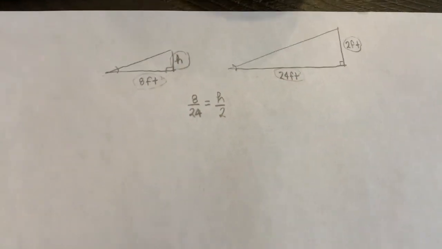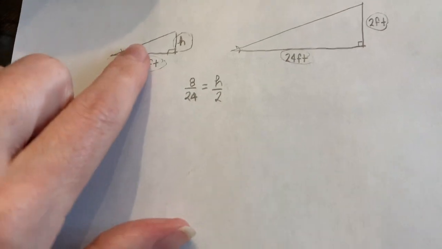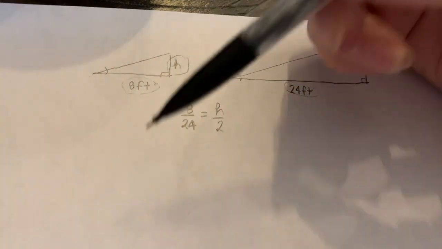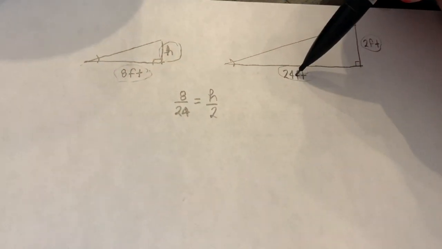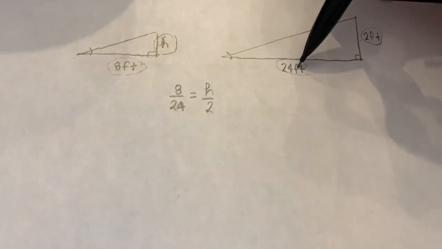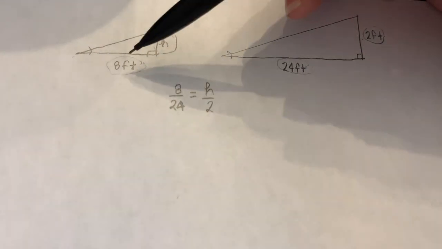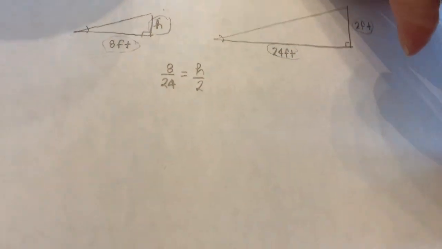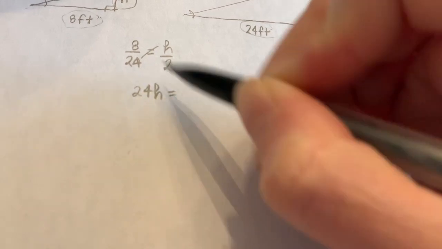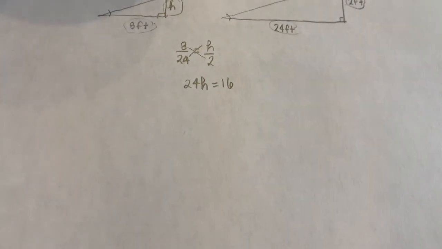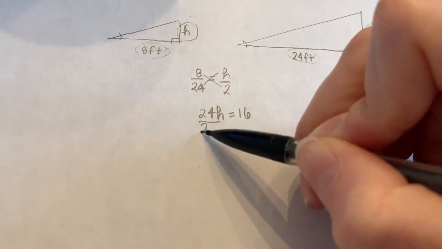Something I didn't mention before, and I have to mention, is that however you set up your proportion, your ratio, you have to keep the same order. So what I mean by that is, if I do 8 over 24, I have to start with the small triangle here, h over 2. I can't do 8 over 24 and then 2 over h. I have to stay in the same order. If I'm going from small to large, I have to go from small to large in the next one as well. And now I cross multiply. 24h is equal to 16. And now I'm going to divide both sides by 24.